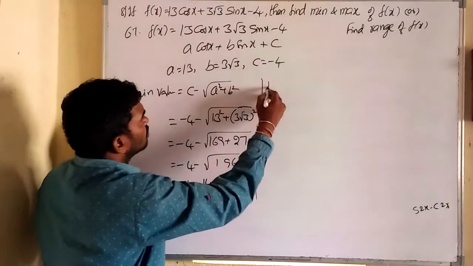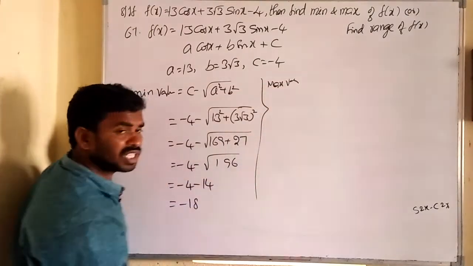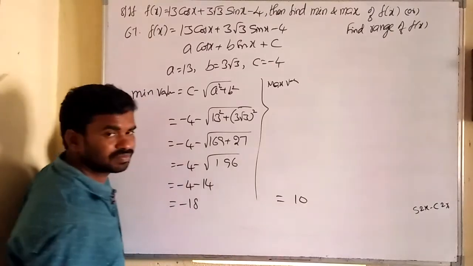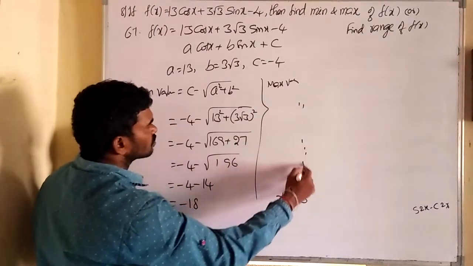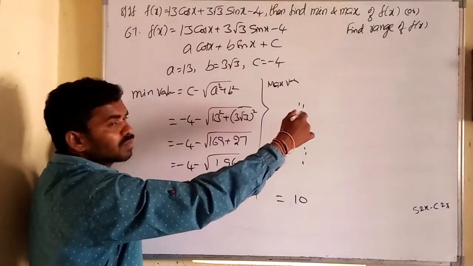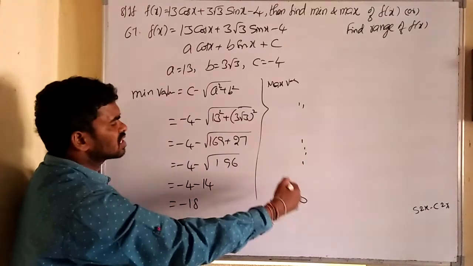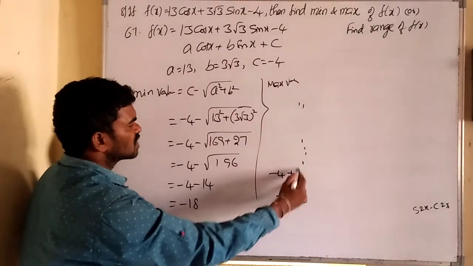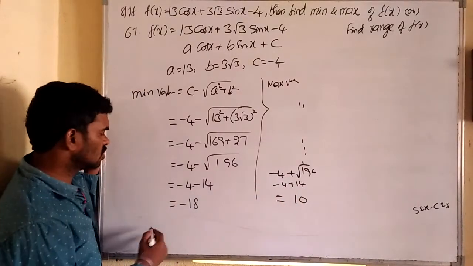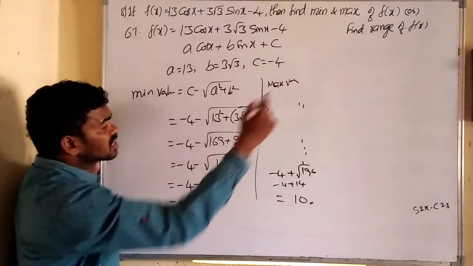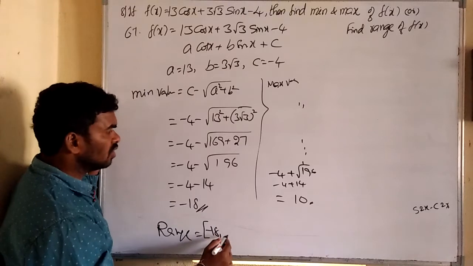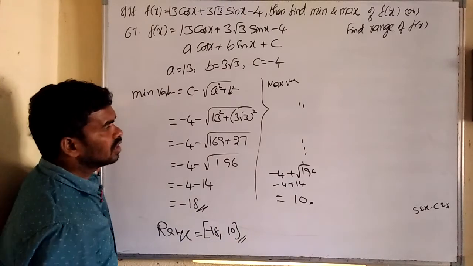So next, similarly, maximum value. Can you do this? Say, do it. You will get plus 14. So 10 you will get. Okay? You do. Okay na? c plus root of a square plus b square, and minus 4 plus root of 13 square plus 3 root 3 square. Same process. You will get finally minus 4 plus root 196, means minus 4 plus 14. 14 minus 4, 10 you will get. So this is the minimum value, this is the maximum. If they ask for range, the range is the closed interval minus 18 to plus 10. This is the answer. Okay.